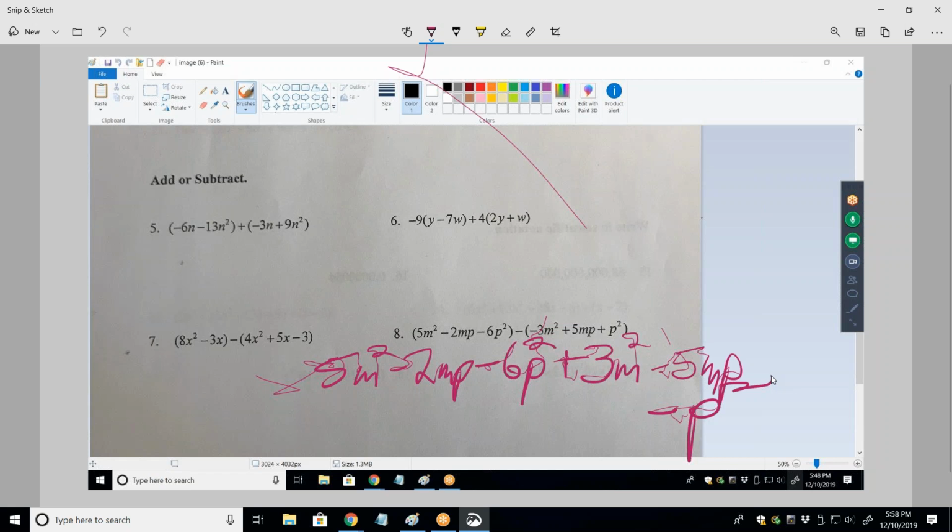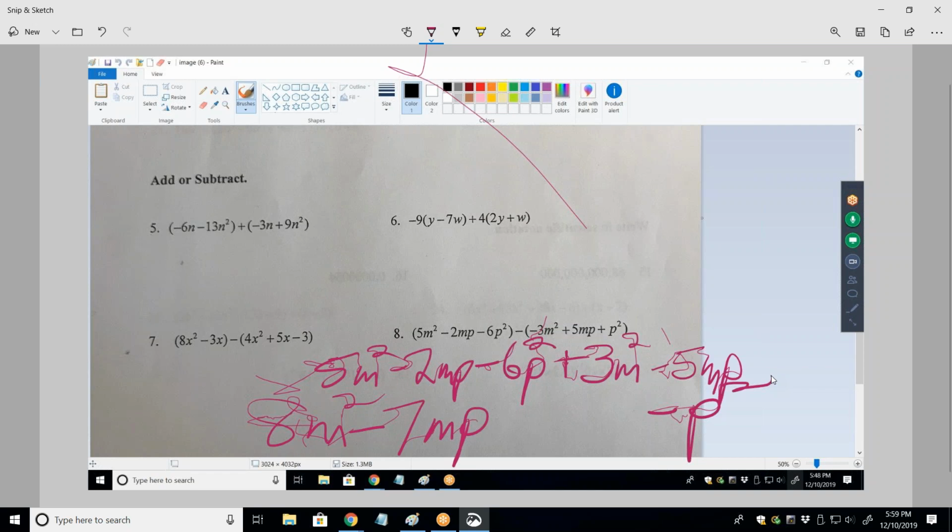How many m squareds do you have? 2. Add them or subtract them, whatever's appropriate. 8m squared. How many mp's do you have? 2. Add them or subtract them, whatever's appropriate. Minus 2 minus 5. Negative 7. 7 mp's.